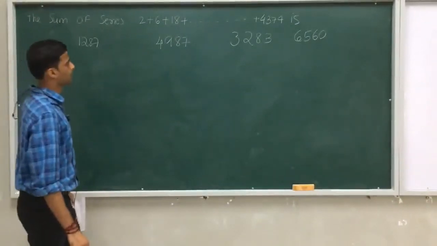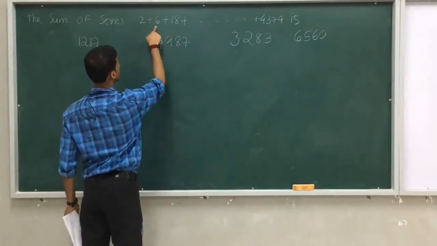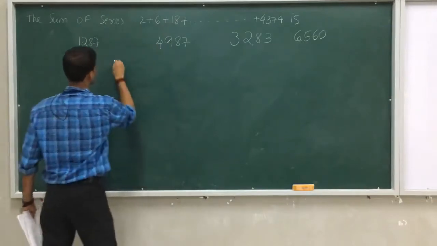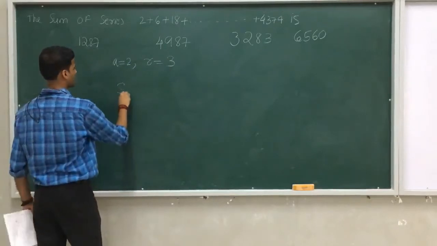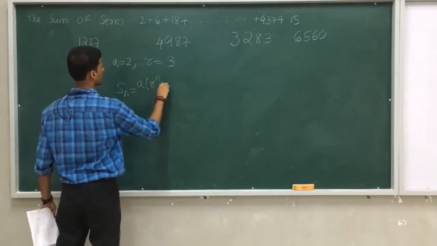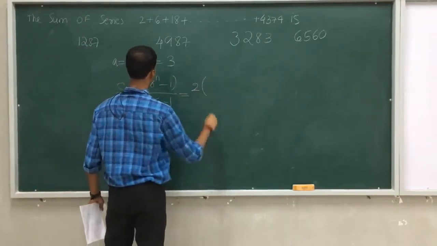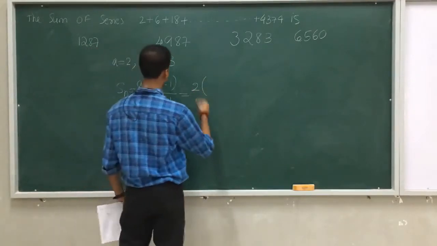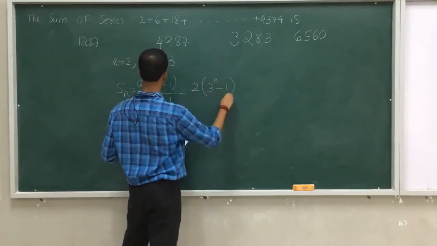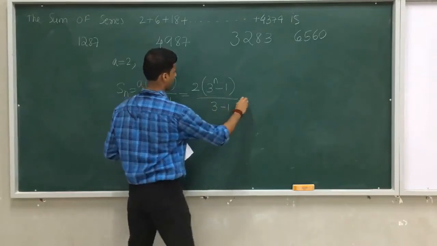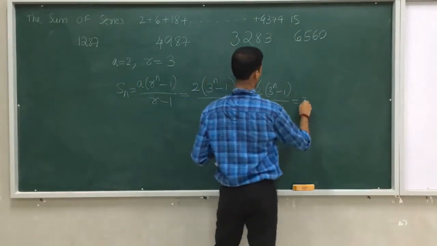First check what kind of series it is. Is it an AP? 6 minus 2 is 4, 18 minus 6 is 12, so it's not an AP, it's a GP: 2, 3 twos are 6, 3 sixes are 18. Here the first term is 2 and the common ratio is 3. So Sn is a into r power n minus 1 upon r minus 1. If I write a as 2, and 3 power n minus 1 upon 3 minus 1, I will end with 3 power n minus 1.